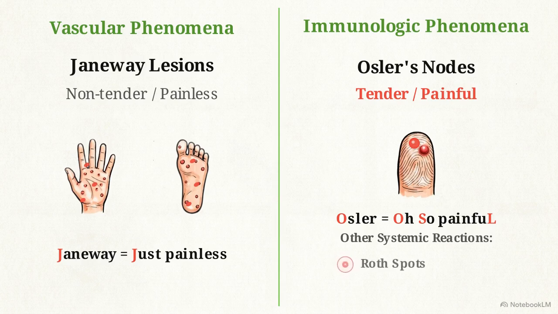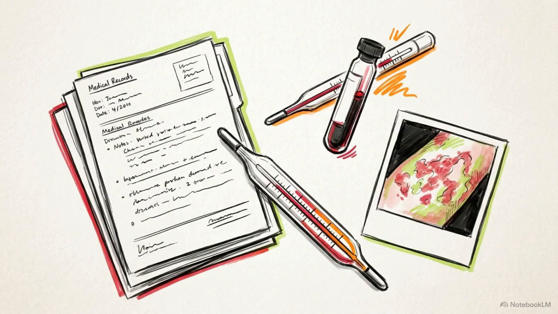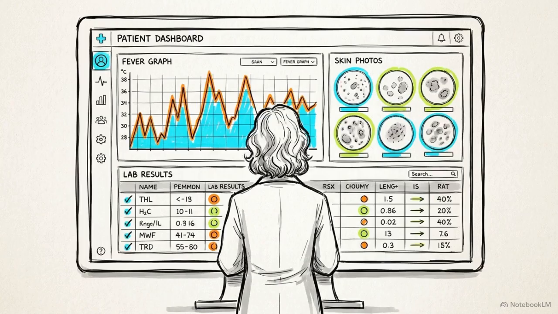The memory hook here is simple. Janeway is just painless. Osler's are oh so painful. That immunologic column also catches other systemic immune complex reactions. This includes Roth spots in the retina and glomerulonephritis, which damages the kidneys. Individually, these minor criteria are fragments of a larger clinical picture, but collectively they track the systemic, downstream effects of the infection, building a strong circumstantial case when direct evidence is lacking.